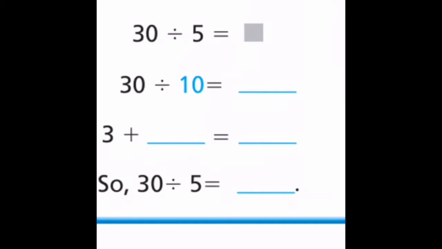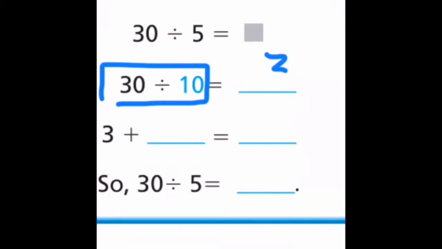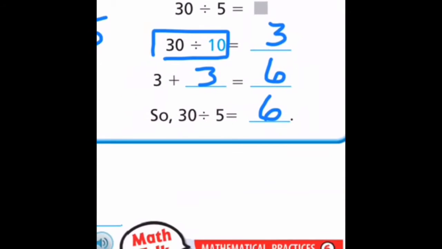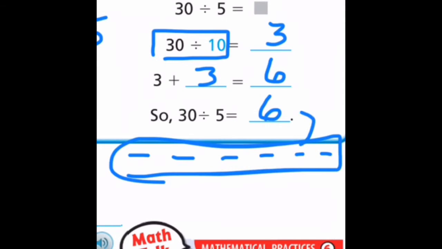Let's look. 30 divided by 5. We can do 30 divided by 10, which is 3. Okay? 3 plus 3, or 3 times 2, we double it is 6. So 30 divided by 5 is 6. Okay? Again, you can skip count by 5s. 5, 10, 15, 20, 25, 30. And I did that a total of 6 times. Same thing here, right?